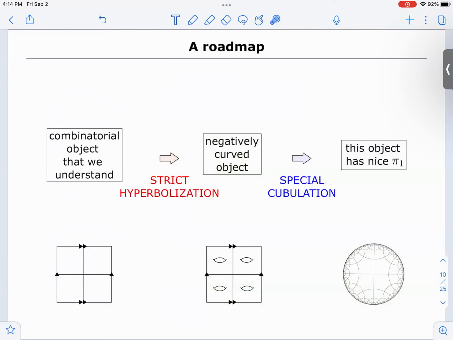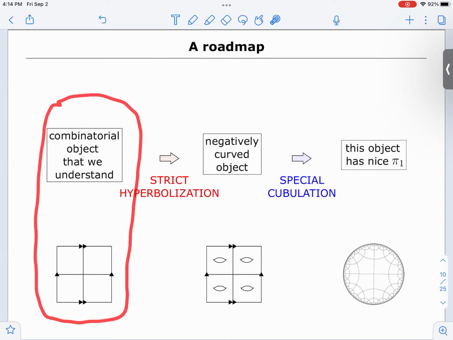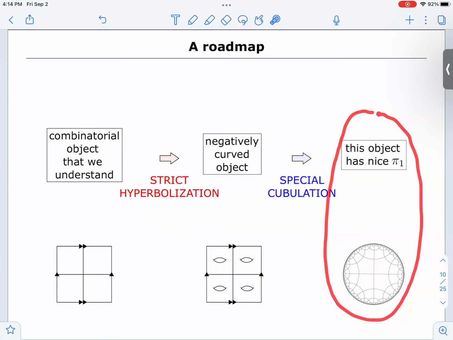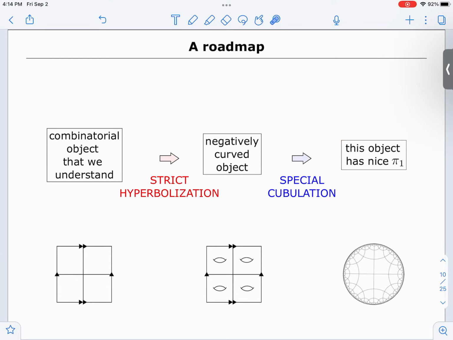Okay, so here's a roadmap of what I want to do. I'm revisiting the example I started with, where I started with a torus in my first example, and I was thinking of that as some easy, combinatorial input that we understand, typically something that's locally CAT(0). I apply strict hyperbolization to get something negatively curved, but maybe the result of doing that is kind of messy, and I lose track of what my space looks like. And then special cubulation comes in to ensure that the fundamental group of my space has some decent algebra, some decent geometry going on. And I'm going to start talking about this first construction here.